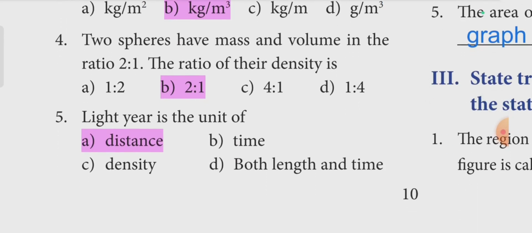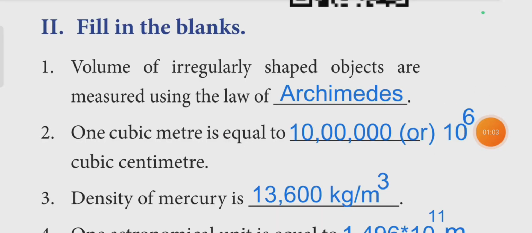Fourth one, two spheres have mass and volume in the ratio 2:1. The ratio of their density is 2:1. Fifth one, light year is the unit of distance. Second Roman, fill in the blanks. First one, volume of irregularly shaped objects are measured using the law of Archimedes.